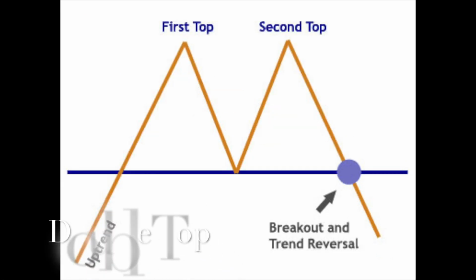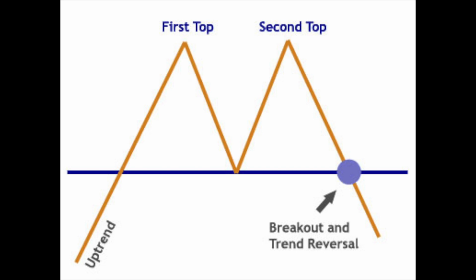The fifth type of pattern is a double top pattern. Basically, it makes a first top, a high point, and then it comes down to the support line, makes a second top, comes back down to the support line, but there's no third top. It keeps on going down and just breaks out of the pattern.